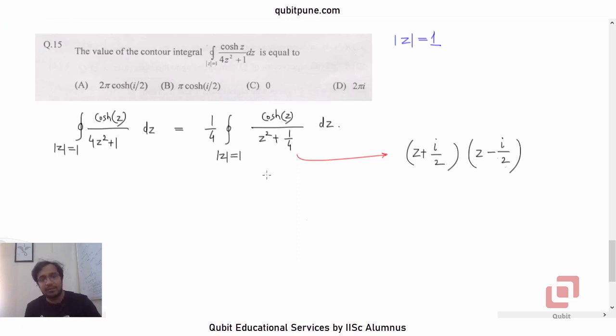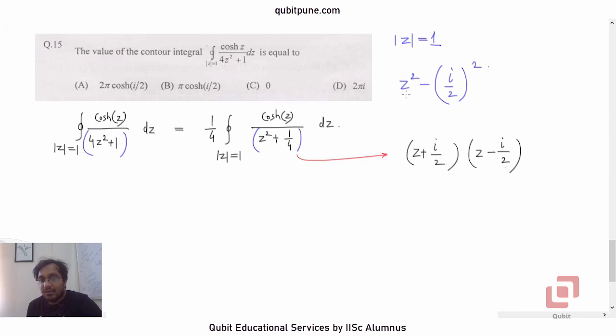To begin with, we are going to take this 4, that is the coefficient of z squared, outside the integration. That is important. So if we do this, then the denominator, which is 4z squared plus 1, will get simplified to z squared plus 1 upon 4, and the 4 will sit here outside as 1 upon 4. Now we can write this z squared plus 1 upon 4 as z squared minus I by 2 the whole square. Correct? We can write it that way.